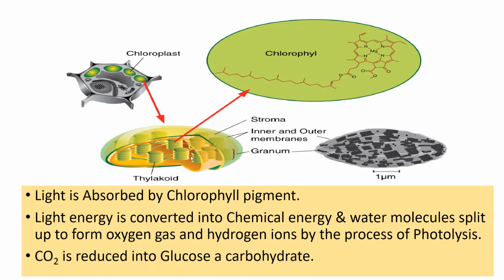and then the light energy is converted into chemical energy here, and the water molecule breaks up into oxygen gas and hydrogen ions. The process is known as photolysis. Photolysis means photo means light and lysis means breaking down. Splitting of the water molecule takes place to release oxygen gas and hydrogen ions. And these hydrogen ions are further utilized to produce some important intermediates.